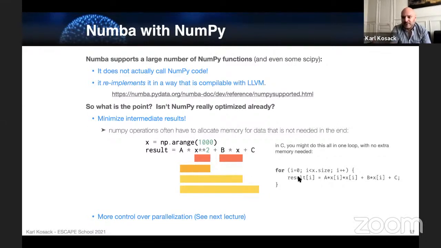So in C, you might do it like this. You would just make a for loop and do it all in one loop. You wouldn't use any extra memory. You would just fill the results in one loop. Well, what Numba can do is take a NumPy expression like this and automatically turn it into one loop rather than 1, 2, 3, 4 loops or whatever. That's done internally inside Numba. So you do get a speed increase.